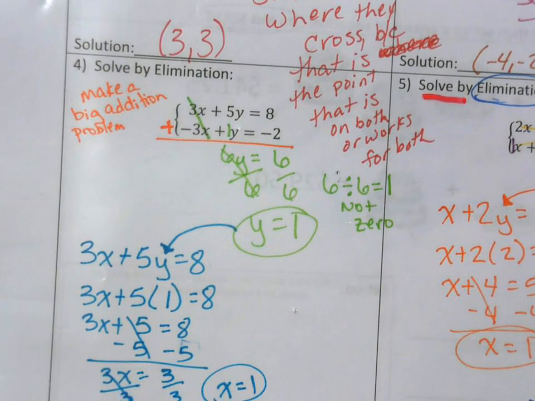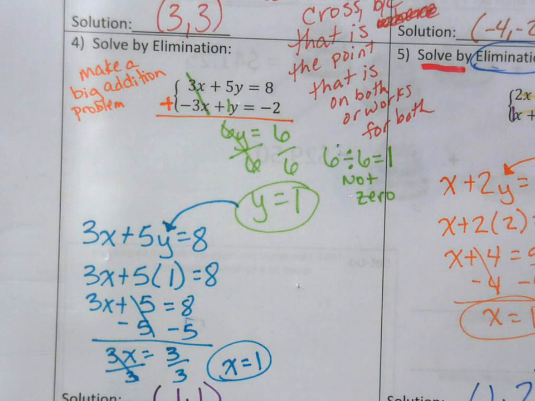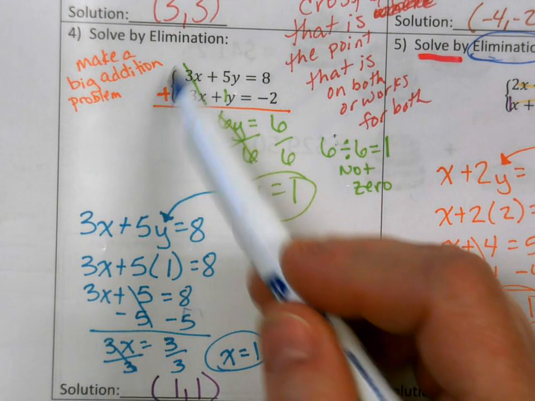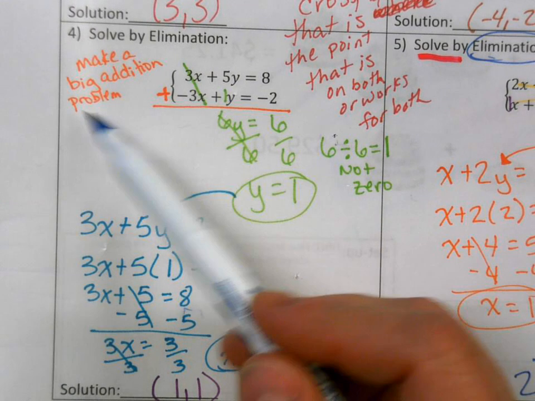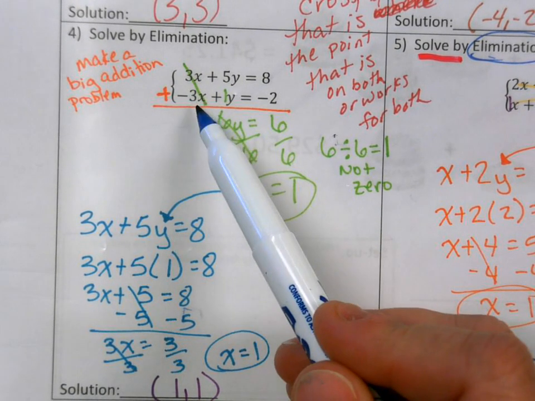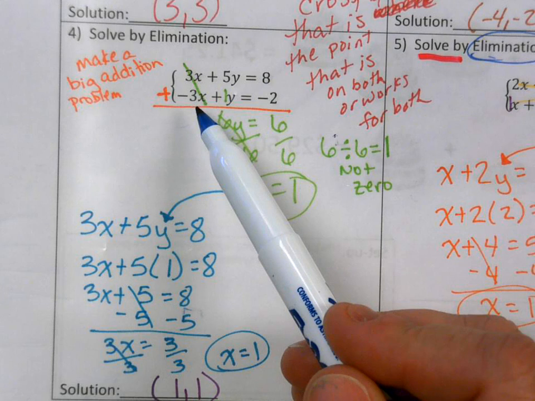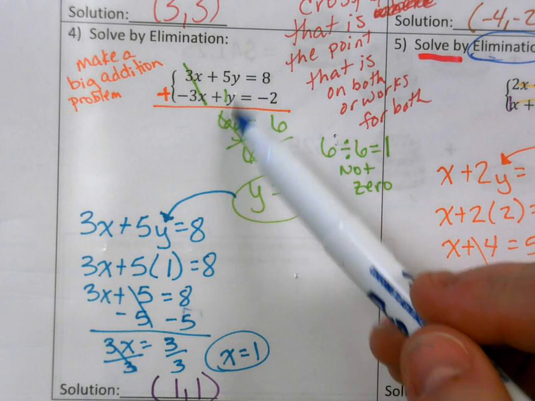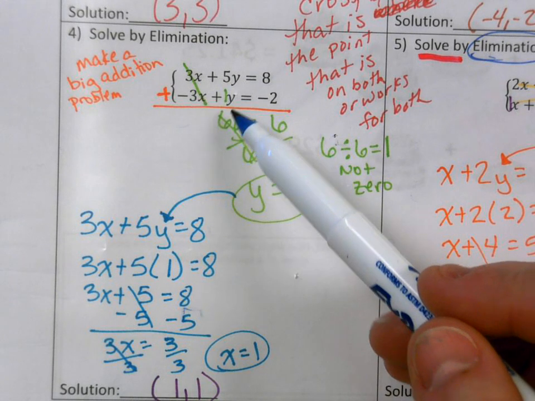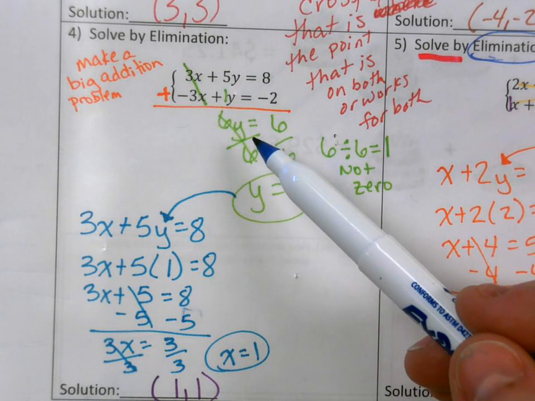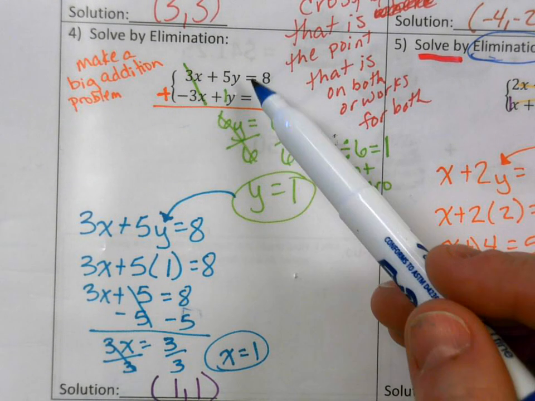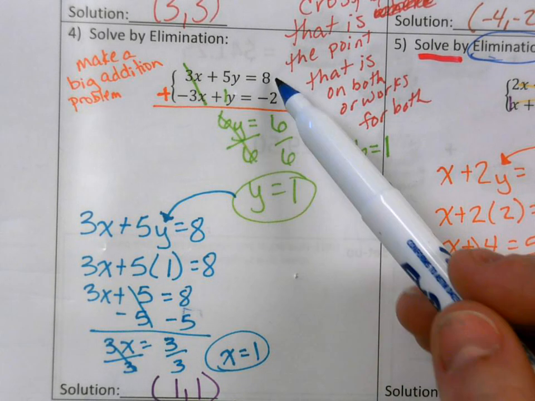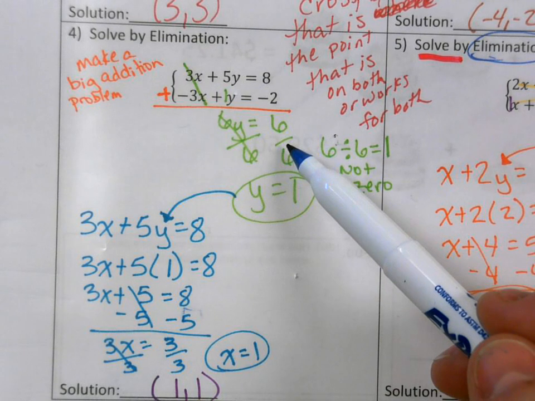So down here for this first elimination problem, it automatically cancels because we're going to make it one big addition problem, and the 3x and the negative 3x automatically cancel. And then we're just going to add my y's together. These are all those y tiles like I just showed you in that other example, right? So 5y plus 1y is 6y. 8 minus 2 is 6.